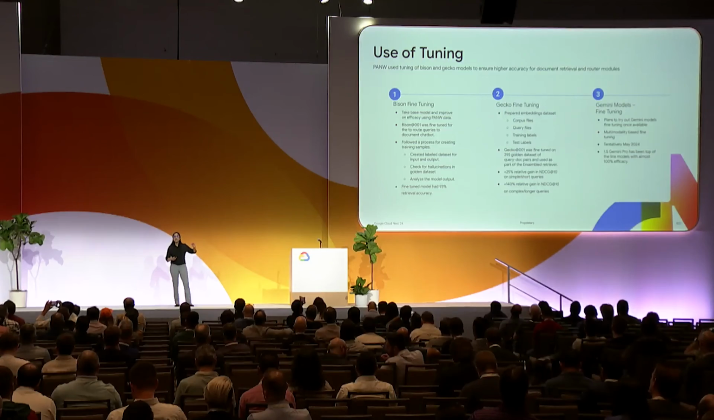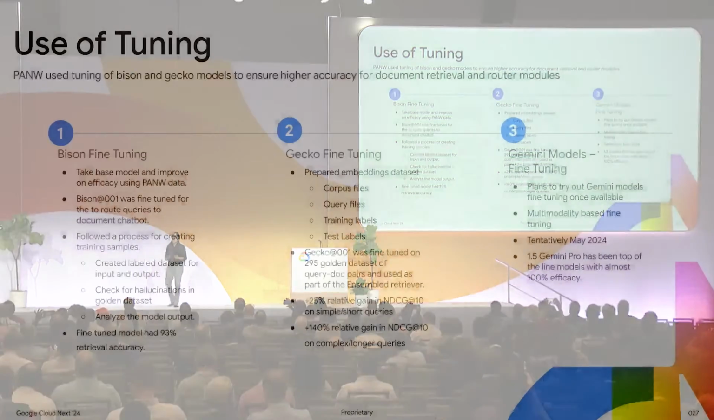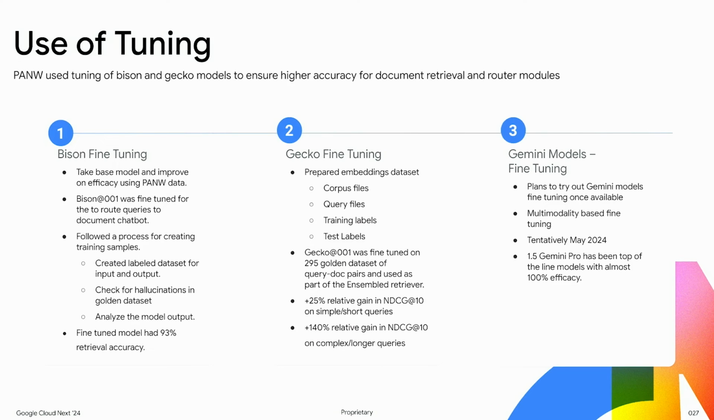Let's talk about the uses of fine-tuning. Given that we have dwelled deep from what May presented, Bison 001 is part of our fine-tuned models today before we move to Gemini Pro. We got a 93% retrieval accuracy working with the Bison fine-tuned model. Gecko, on the other hand, is also fine-tuned, and we got a Gecko percentage of 001.